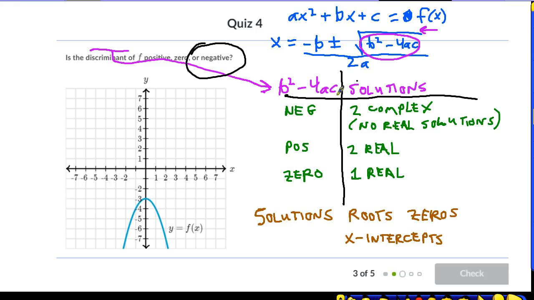And then I also want you to know this table. I want you to know how these different types of discriminants get you these types of solutions. And I'd like you to know that solutions are called roots and zeros and x-intercepts. When you look at the graph, you should be able to see the roots or the zeros or the x-intercepts or the solutions just by looking at the graph. This one's not that interesting because there are no x-intercepts. Hopefully we'll get a chance with another one.